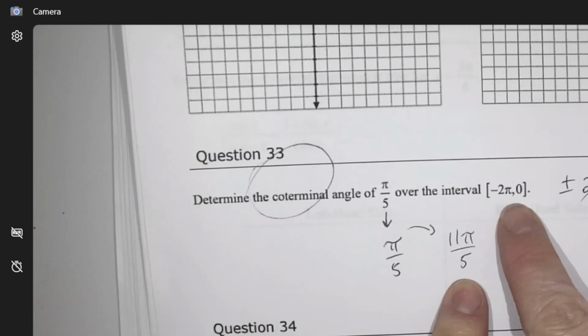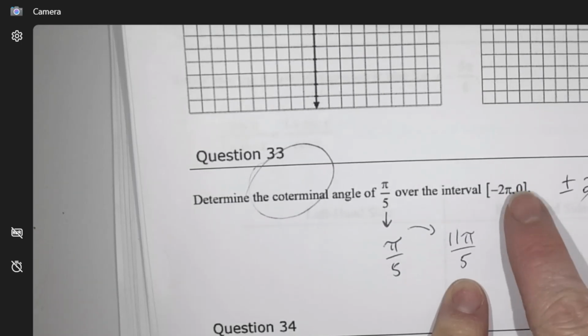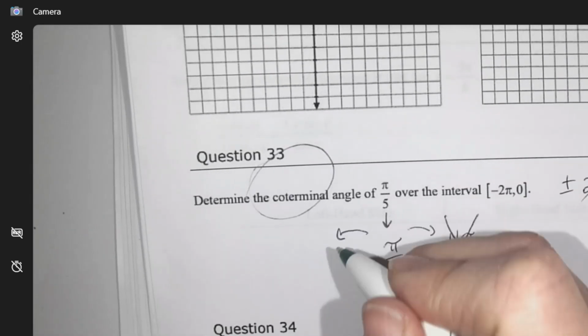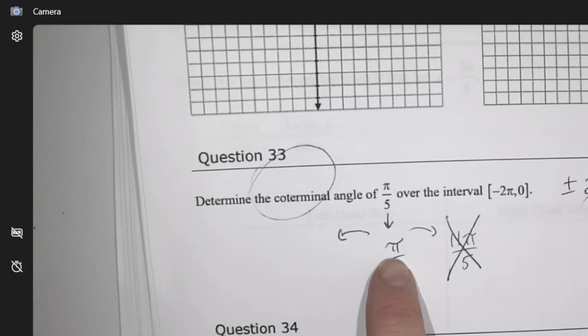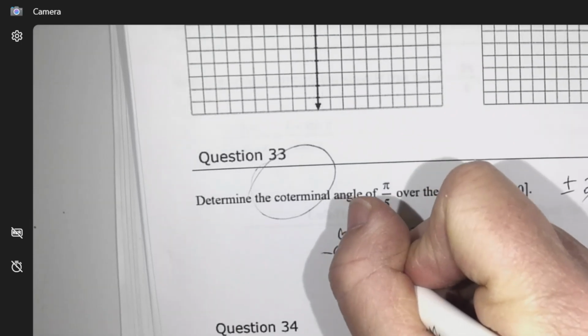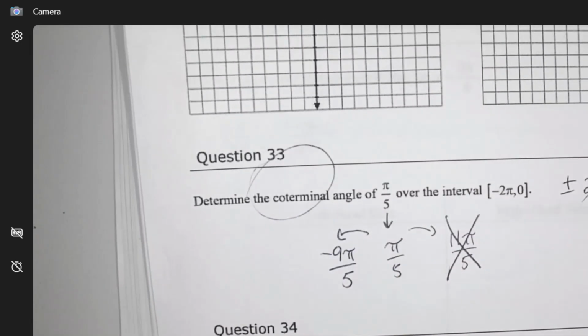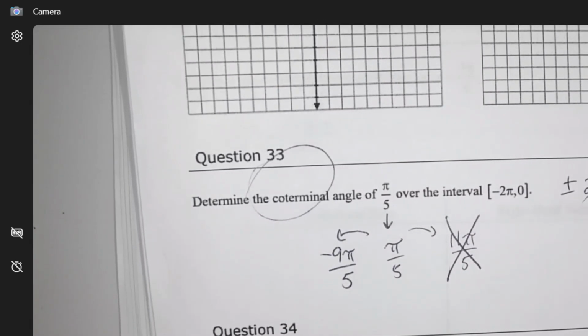But is that answer in this domain? No, it would be too big. So I actually have to think about going down a circle, backwards a circle. So think about 1 pi here. If you went down by 10, you're at negative 9 pi over 5.